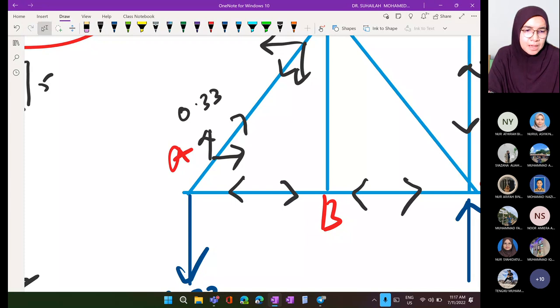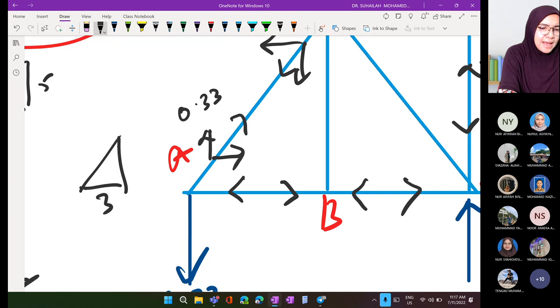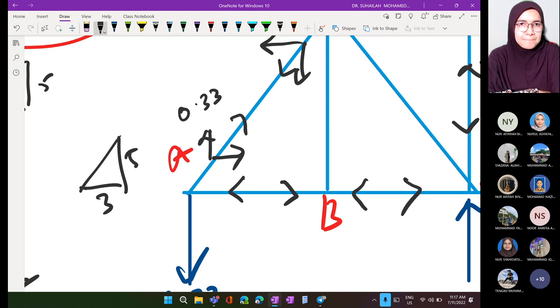Okay. Kita start dengan A, interpolate 0.33. What is X value? What is X value if Y is 0.33? Kita pakai trigonometri, again trigonometri 3 and 5. 3 and 5, so 3 over 5 times 0.33, what is the answer? Hopefully we can finish this question before 12. Please interpolate 0.33 using trigonometry 3 and 5.